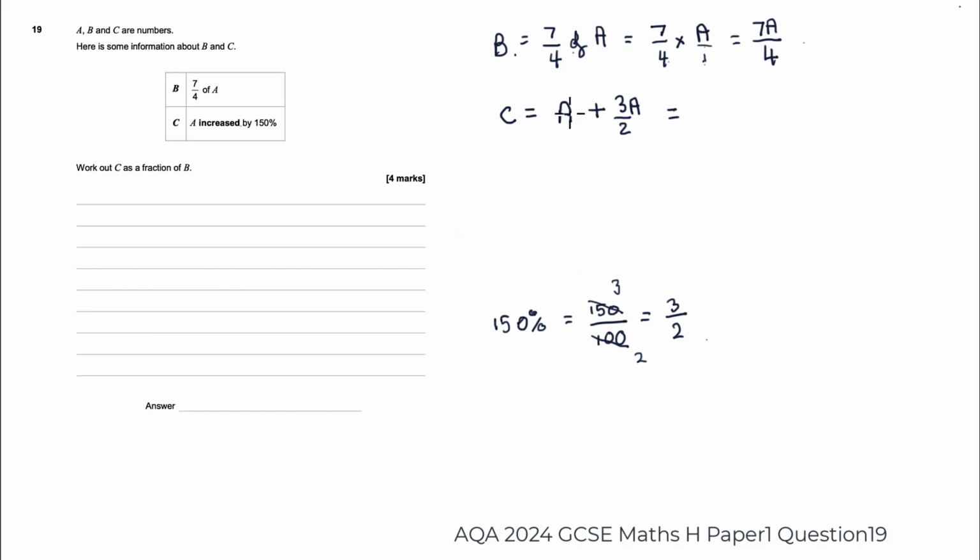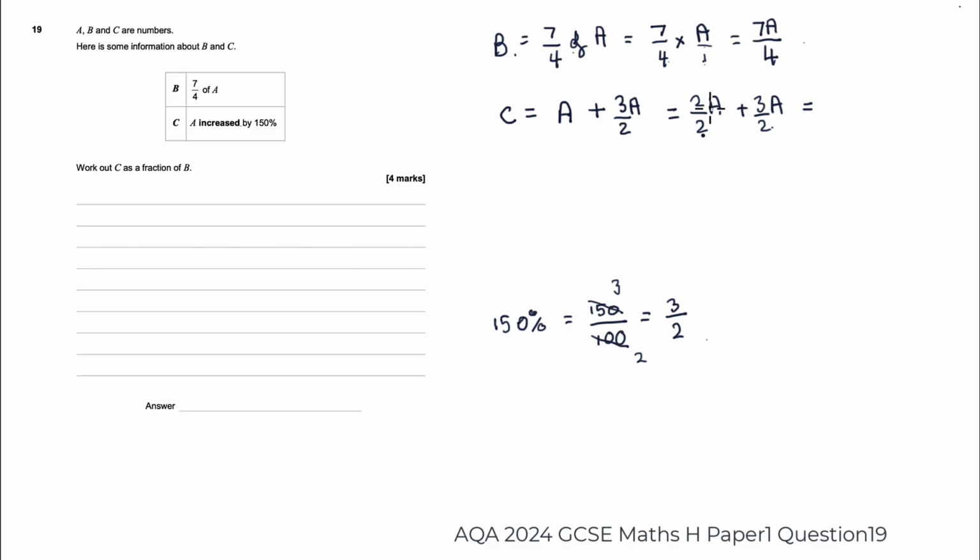So we've got 2 halves of A plus 3 halves of A. That's your 100% of A, that's your 150% of A that you're increasing it by. And how many halves is that?